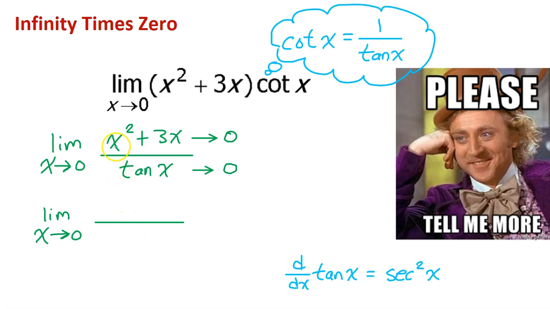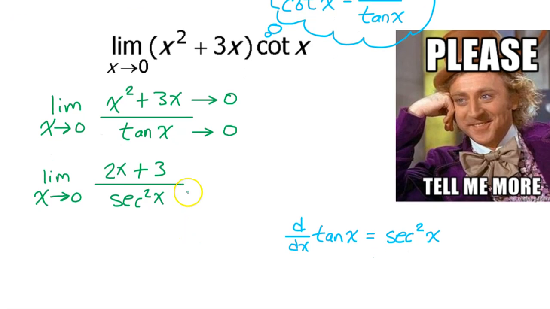We can take the derivative of the numerator and denominator without changing the value of the limit. The derivative of x squared is 2x. The derivative of 3x is 3. And the derivative of tangent x is secant squared x. This is just a memorized rule. So let's try that direct substitution business again.